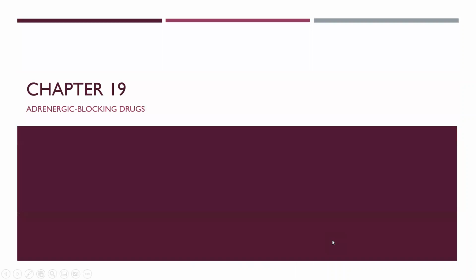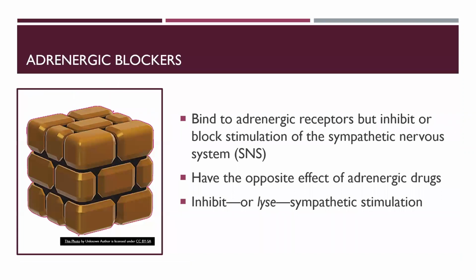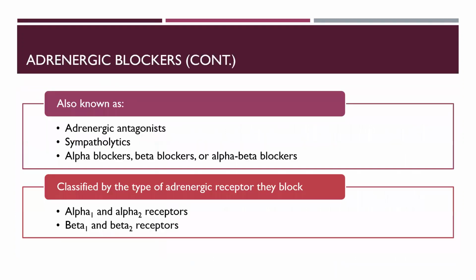Okay, so chapter 19 is adrenergic blocking drugs. The last one was all about agonists, so things that are going to stimulate. Now we're getting into antagonists. So adrenergic blockers bind to the adrenergic receptors, but inhibit or block stimulation of the sympathetic nervous system, and they have the opposite effect of adrenergic drugs. They inhibit or lyse sympathetic stimulation. They're also known as adrenergic antagonists and sympatholytics.